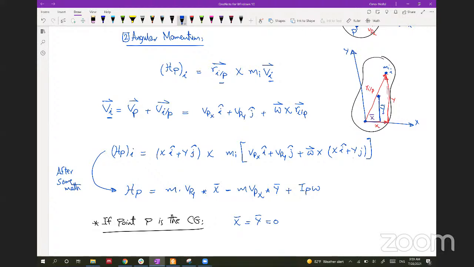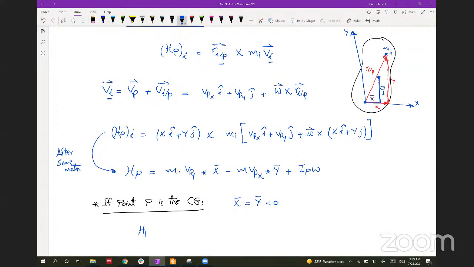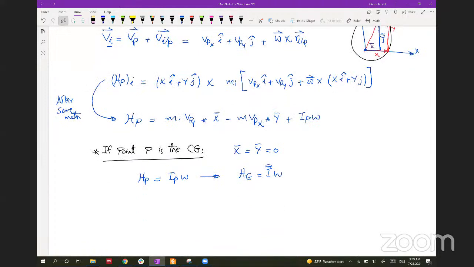And that means that the angular momentum, HB, will be equal to IP multiplied by omega. And B is actually the CG, so we can call it HG equal to I bar, which means at the CG, multiplied by omega. So this is how it looks, and actually that makes sense.